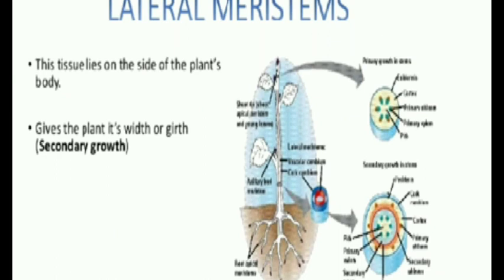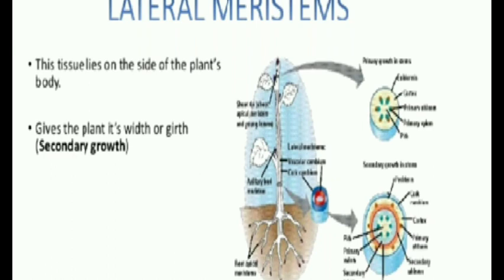Now let's see where the lateral meristem is found. It is found both in stems as well as in roots. This tissue is found along the lateral sides of the stems and roots. This means that lateral meristem is present between water conducting and food conducting tissues. By water conducting tissue, I mean xylem tissue, and food conducting tissue means phloem tissue.